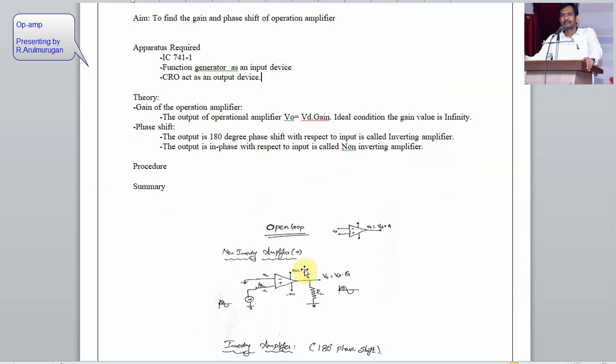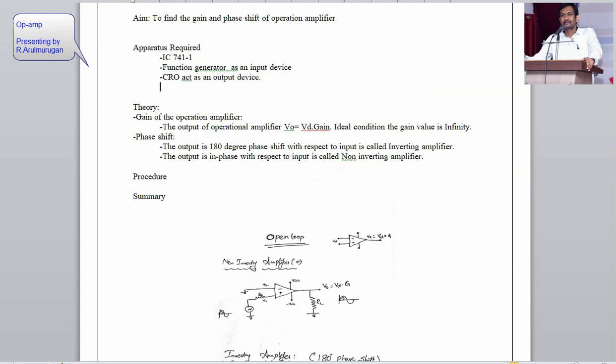Further, you need to apply a power supply to the operational amplifier. Here you can see plus VCC and minus VCC, which you apply at pin number 7 and pin number 4. So a 12 volt RPS power supply is needed. This is about the apparatus required.